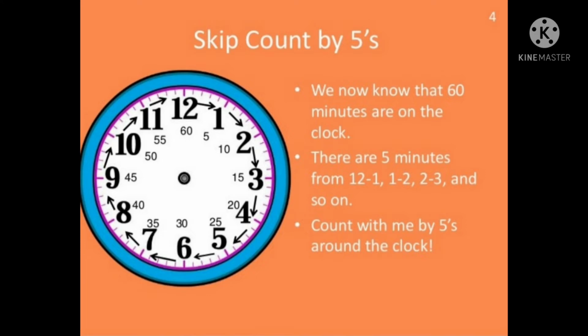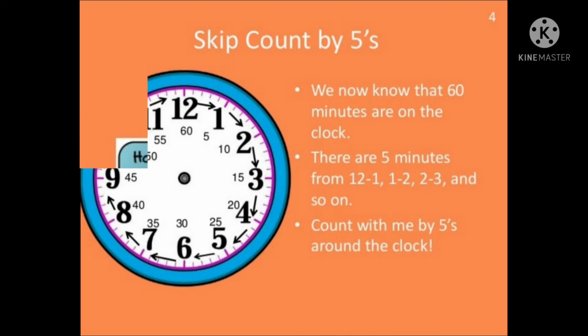That means when the long hand will complete one full round, it will make 60 minutes. That will be equal to 1 hour. This means there are 60 minutes in 1 hour. If your long hand will be at 2, that means it will be 10 minutes. And for example, if the short hand will be at 4, that means 4 hours and 10 minutes.